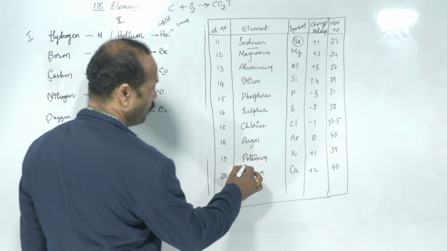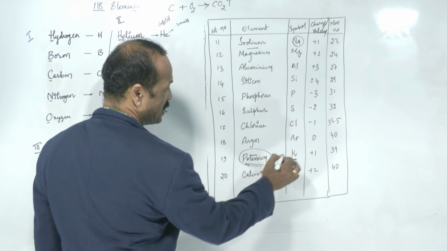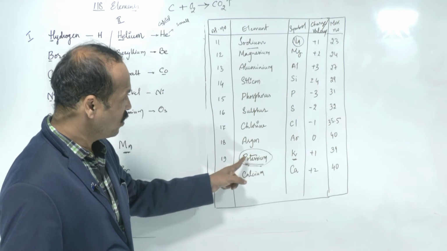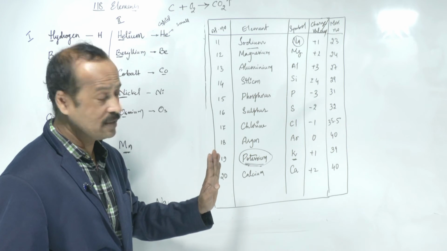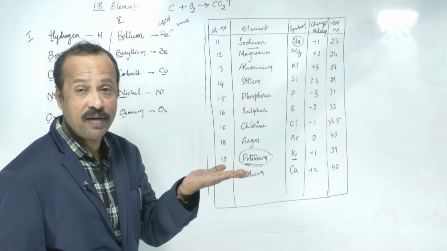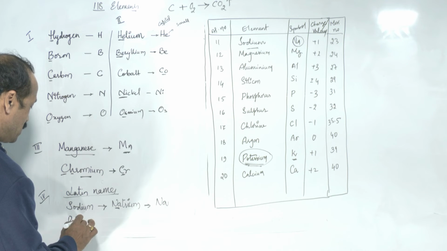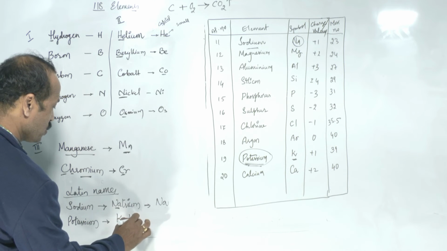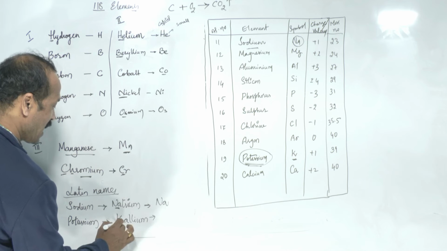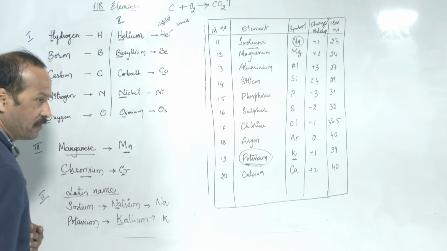Similarly, you can see here potassium. Potassium starts with P, but the symbol is given as K, and you cannot find K anywhere in the potassium spelling. But here the potassium symbol is given as K. Why? Because the name of potassium is also taken from the Latin language, and in Latin, potassium is called kalium. So that's why K is given.